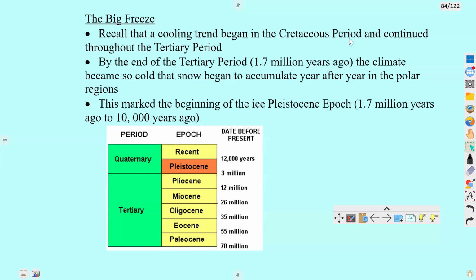So when we talk about the Ice Age, most people think of really cold weather, woolly mammoths all over the place. A couple of things to put it into context here.